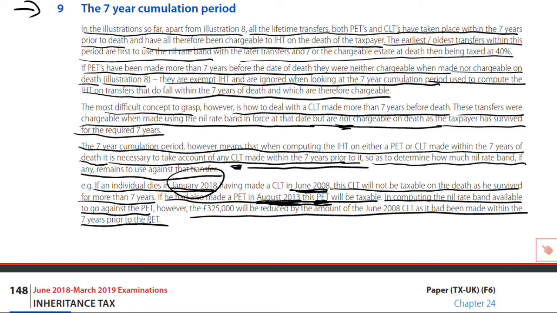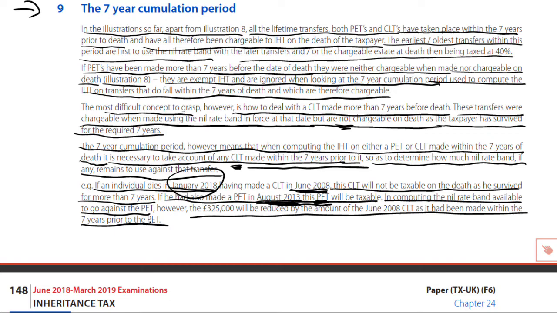And if the 7 years before it take you back more than 7 years before the date of death, though back then we can and will ignore PETs in terms of the use of the nil rate band, we cannot and must not ignore CLTs because they will be deemed to have used up that amount of the available nil rate band at the date of death.